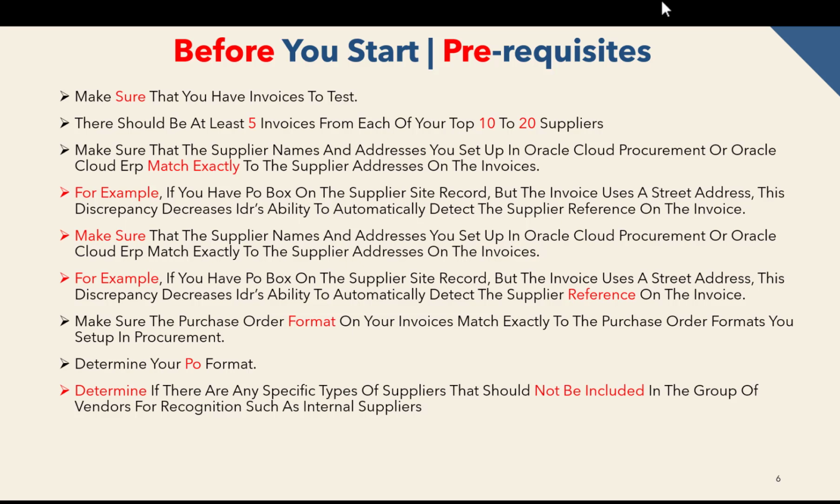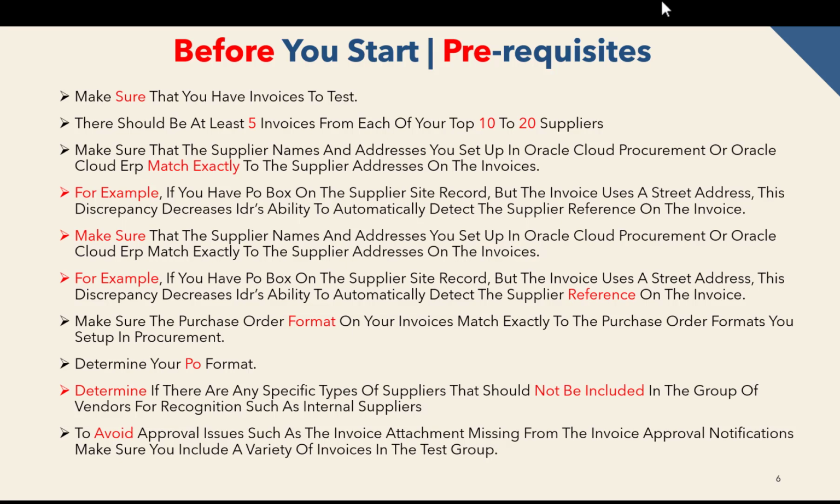The implementation team needs to make sure that all excluded suppliers are set up with a proper supplier type such as internal, and populate the lookup of the exclude image vendor. I will talk about this setup or configuration later, to exclude a specific supplier type from IDR features. So you need to create a lookup and I will show you the setups.